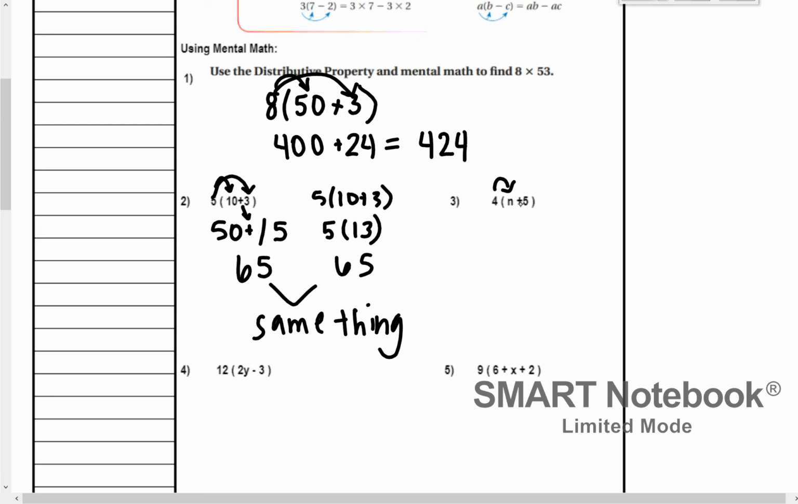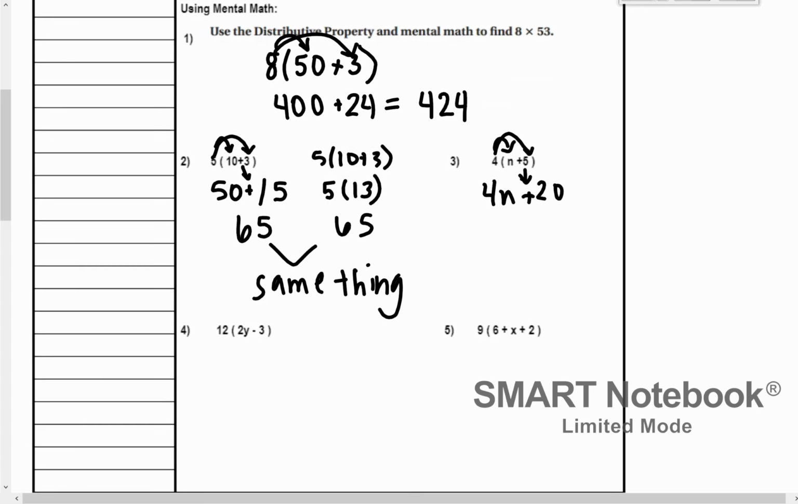So first we start with 4 times n. Well, 4 times n is just 4n. Then we do 4 times 5, which is 20. We have an addition sign in the parentheses, so we put an addition sign in between them, 4n plus 20. So we're basically just simplifying the expression.